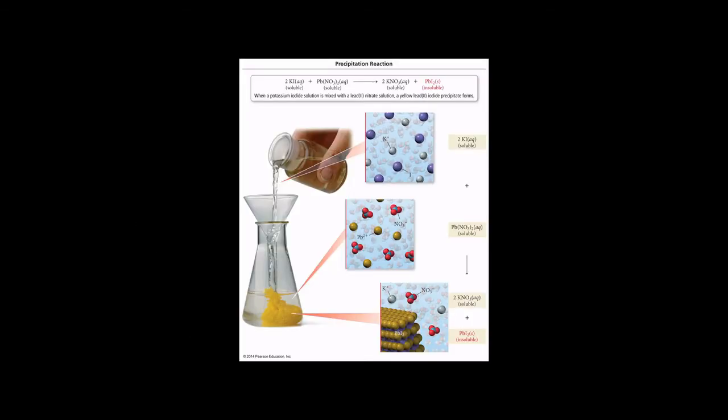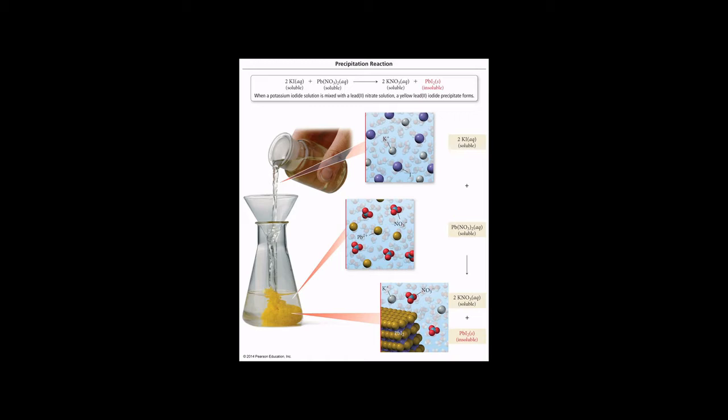Just as an example of when this can happen, you can have a solution of potassium iodide, which is what we have here, KI, that is soluble in water. It will be dissolved in water. You can have lead nitrate in a different solution. That's what this solution here is. Lead nitrate will dissolve in water.